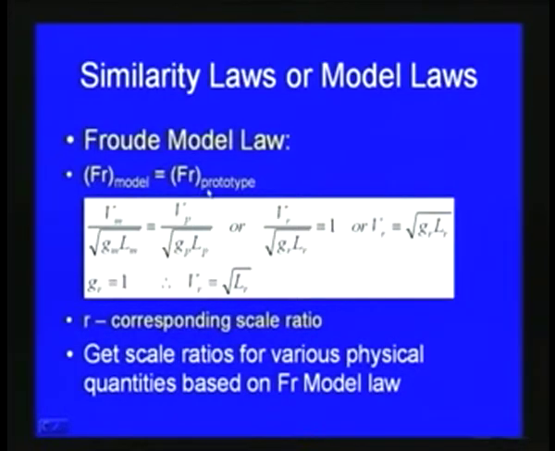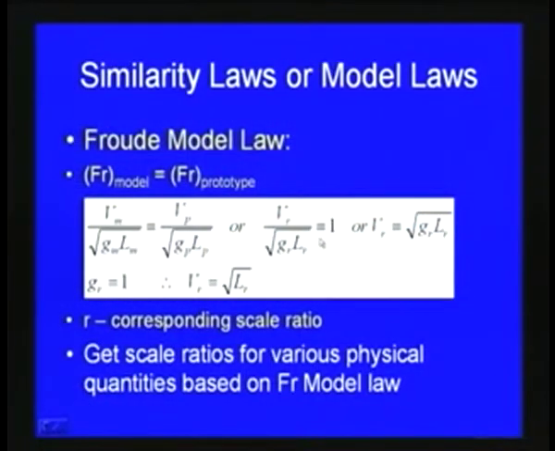In a very similar way as we have seen for the Reynolds model law, here also we consider the ratios between velocity, length and acceleration. So we can write V_r by root of g_r L_r, and that will be equal to 1. So the velocity ratio can be written as square root of L_r, where r stands for the corresponding scale ratio.